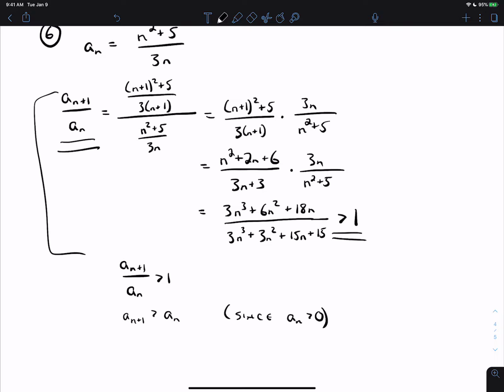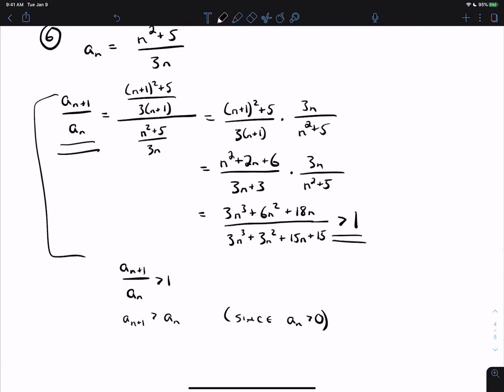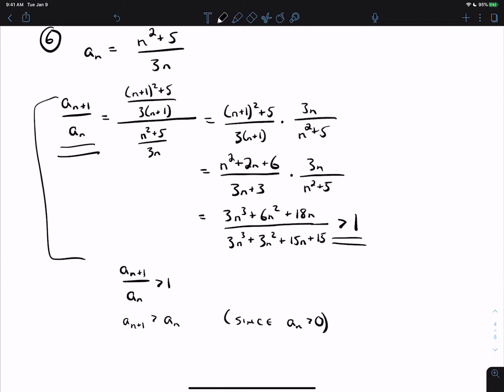If we go back and look at the original formula, n squared plus 5 over 3n, we know that that's positive for large n. So that means that when we multiply by a sub n, we're multiplying by a positive number, which does not reverse the inequality sign, so then a sub n is increasing for large n.